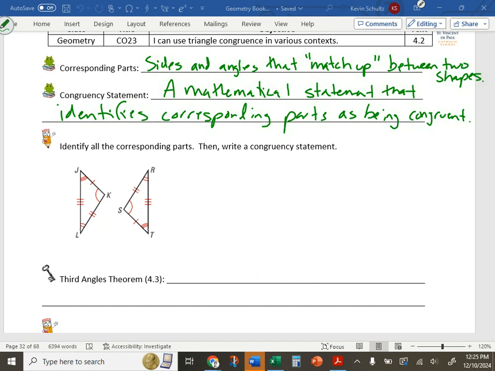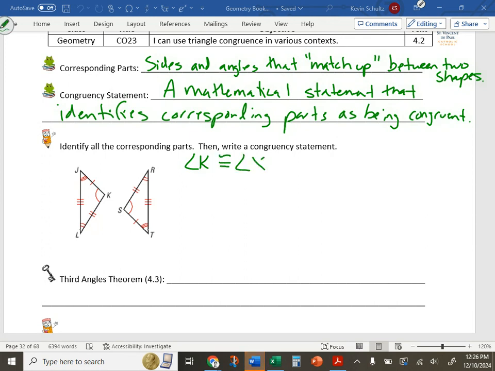Okay, so first of all, identify all corresponding parts, then write a congruent statement. So again, corresponding parts are sides and angles that match up between two shapes. So we'll start with the angles. They're a little bit easier, okay? Angle K is congruent to which angle in the second shape? And how do you know?